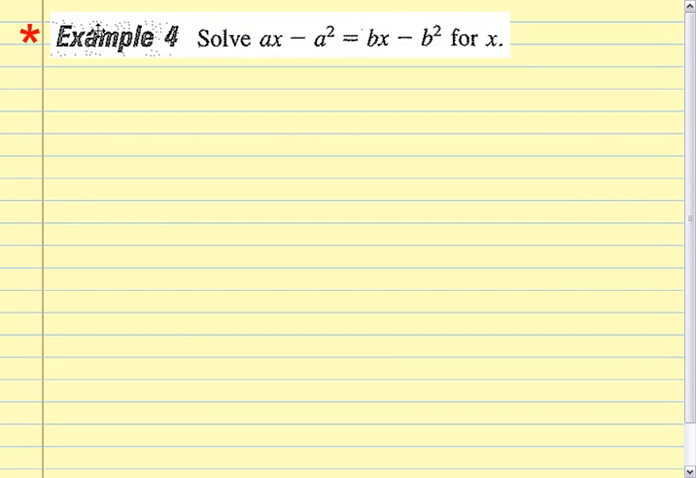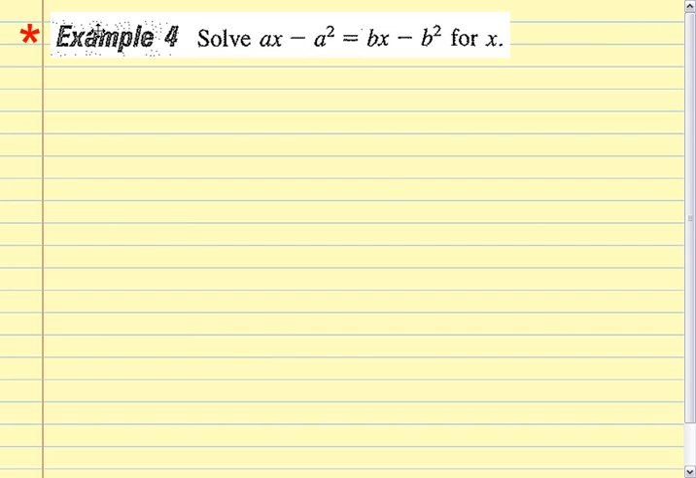Okay, example number 4 says solve ax minus a squared equals bx minus b squared for x. That means we want to have an answer at the end that says x equals something. Okay? Now, whenever I'm solving for a variable, I have to make sure that I get all occurrences of that variable together. What I mean by that is I've got an x over here and an x over here, and that's not good. I want to get those two things together by themselves on one side.